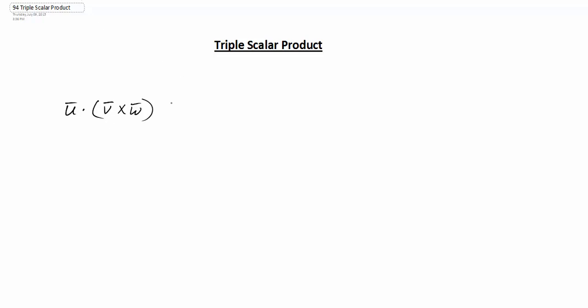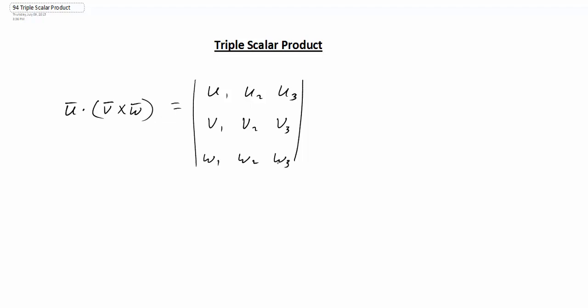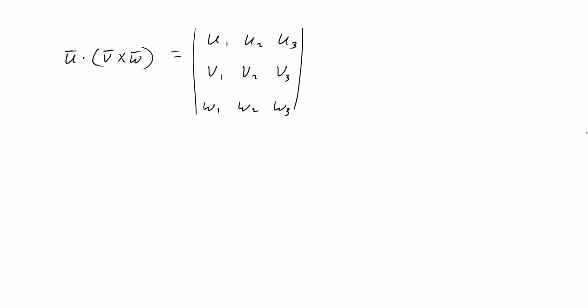But there's a little bit of a shortcut which simply says we need to find the determinant of the 3 by 3 matrix that is made up of the 3 vectors. So u, we could simply take u1, u2, and u3, and then the next one would be v1, v2, v3, and then w1, w2, and w3. So if we find the determinant of this matrix, then we would end up with what's called the triple scalar product.